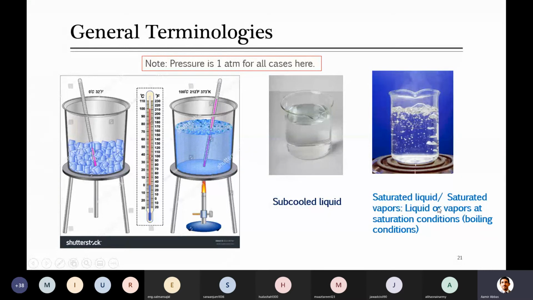As I said, liquid or vapor which is available at saturation conditions, and in this case I am talking about the boiling condition. So saturated vapor or saturated liquid, in this case of water, will be available at 1 atm and 100 degrees C, because at 100 degrees C if you keep on heating this water, it will start boiling, and all those vapors which are just formed are called saturated vapor, and this liquid is called saturated liquid.